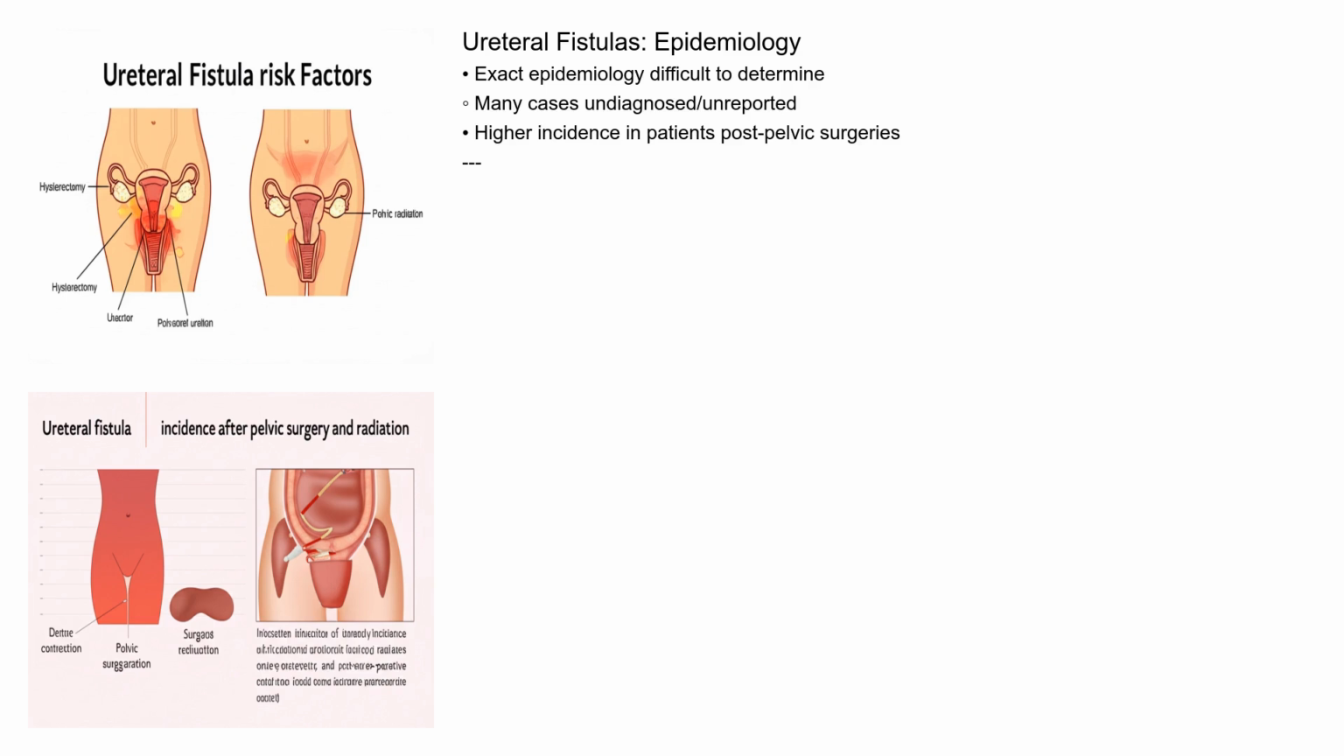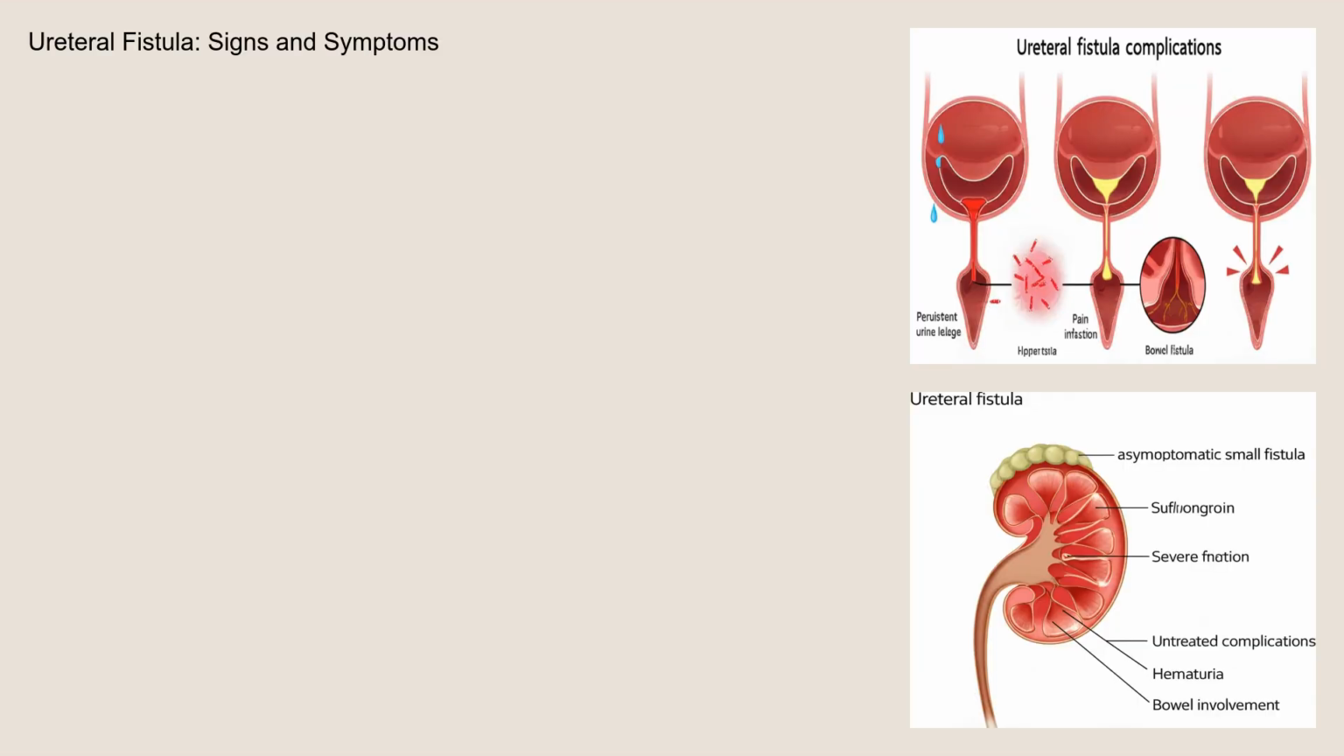While relatively uncommon, the overall occurrence of ureteral fistulas underscores the importance of careful surgical technique and vigilant post-operative monitoring. The signs and symptoms of a ureteral fistula can vary significantly depending on the location and size of the fistula, as well as the organs involved. The most common symptom is persistent leakage of urine, often from the vagina in cases of ureterovaginal fistulas. This can lead to skin irritation, excoriation, and a characteristic urine odor.